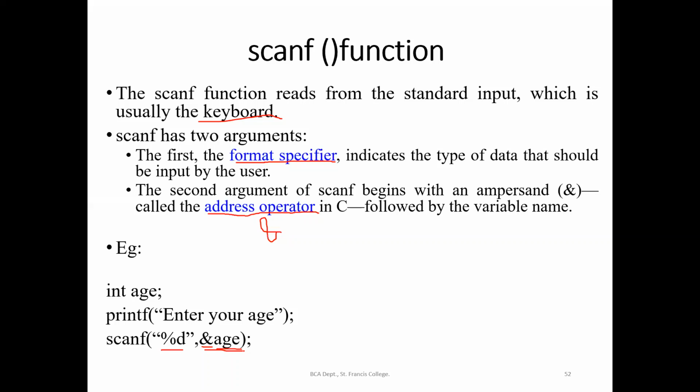So why are we using an ampersand symbol? When we are declaring a variable, I had told you in the last class, the compiler will be allocating memory for the variable, right? So if I am declaring a variable called int age, we have studied that when I am declaring a variable of data type int, how many bytes will be allocated?